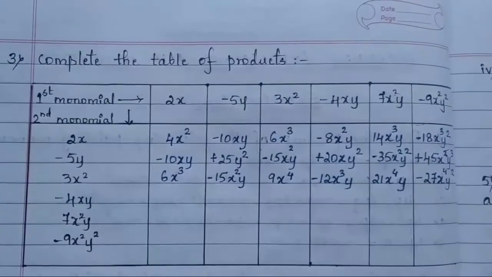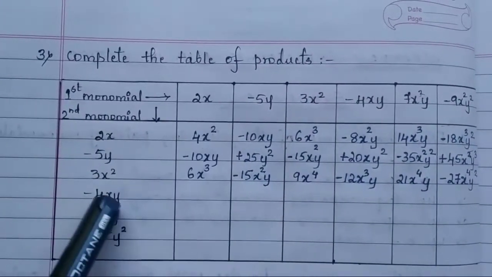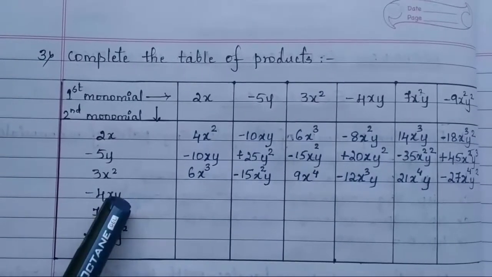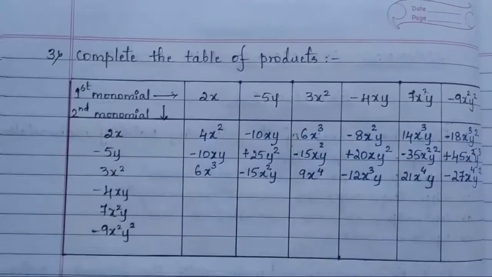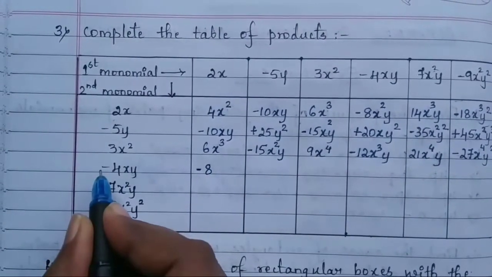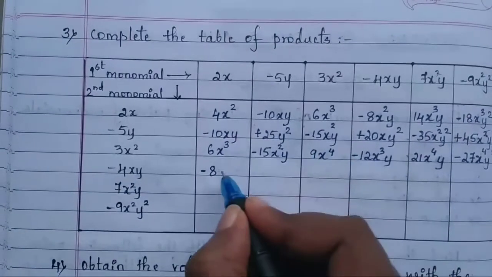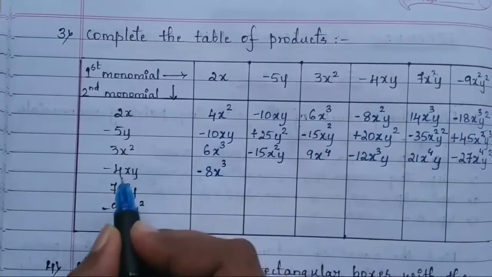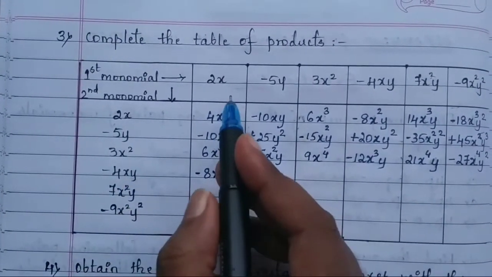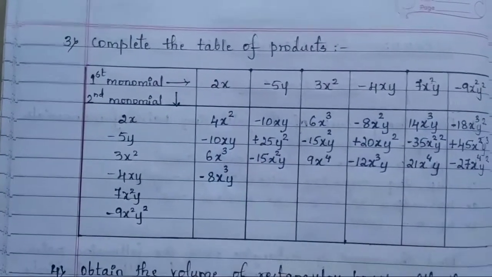So the next one here is 2x into minus 4xy. So 2 4s are 8 we are having, and this minus sign will be as it is. So here x square into x will become x cube, and here y is there but here there is no y, so y will be as it is.